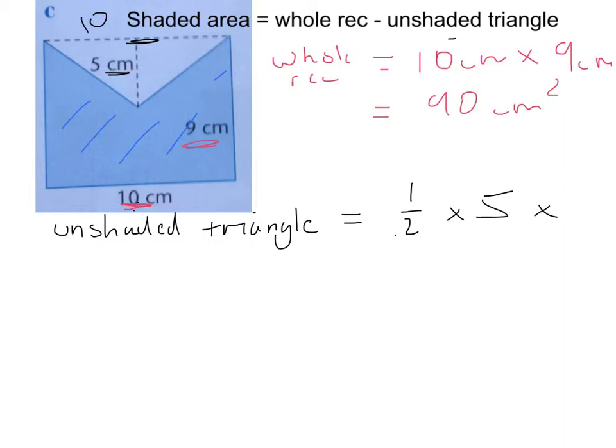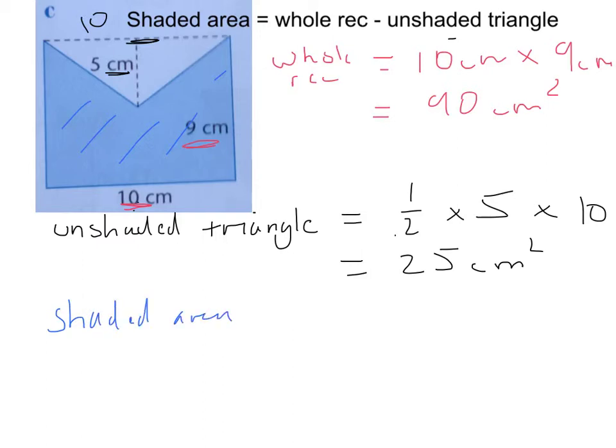In this case, breadth we said was 10. So half times breadth, which is 5, times height, which is 10. Put that in our calculator, and we will get 5 times 10 is 50, and half of 50 is 25. So this would be 25 square centimeters. Now we have the unshaded area and we have the whole rectangle, and that's enough to get us the shaded area.